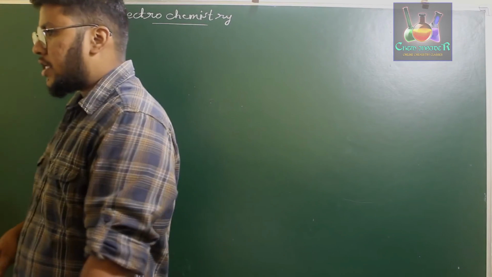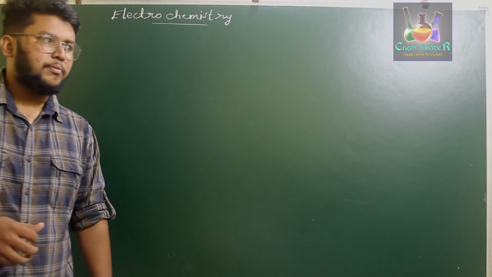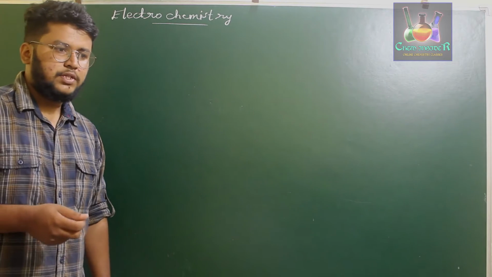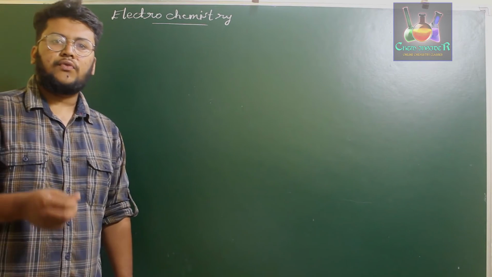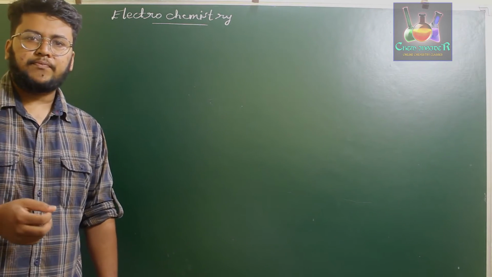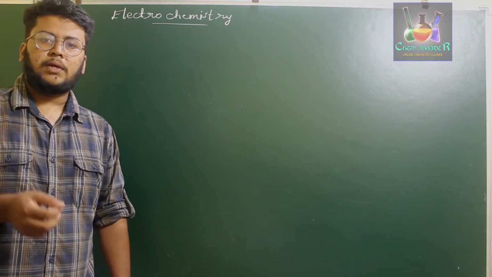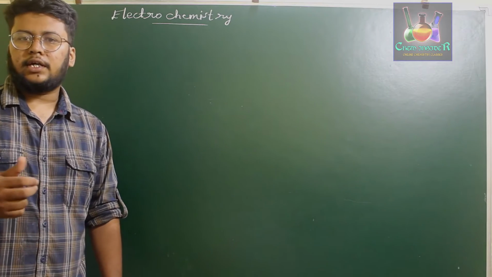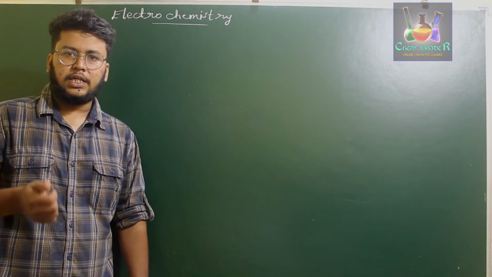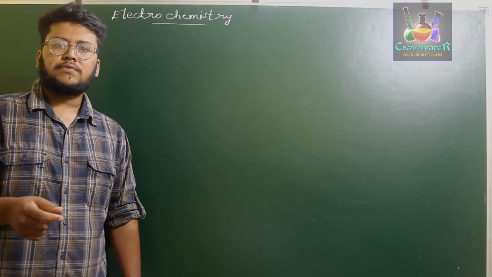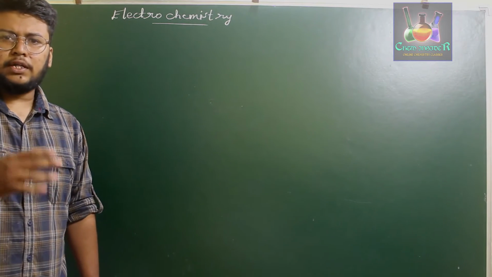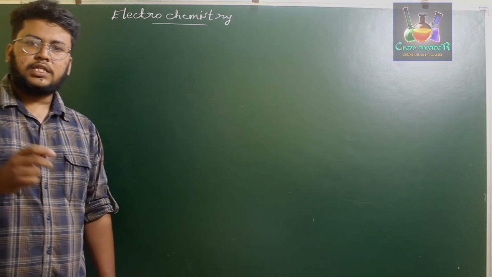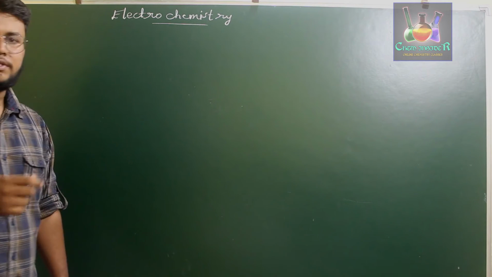So now, as I said, electrochemistry. What do you mean by electrochemistry? It is a part of science which deals with the study of conversion of chemical energy into electrical energy. We all know that energy can neither be created nor be destroyed, but it can be transferred from one form to another, right? So if you convert chemical energy to electrical energy, the study of that particular property is called electrochemistry.